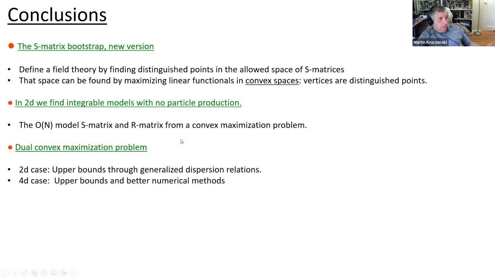But the main point is, how do you find your field theory among all those allowed S matrices? So you need to find some properties of your field theory that you can characterize in terms of the S matrix, and use them to reduce this allowed space and hopefully identify it there. Once you identify your point, then you have the S matrix, not exact, but very precisely computed numerically.